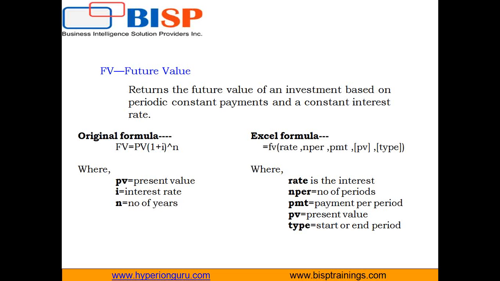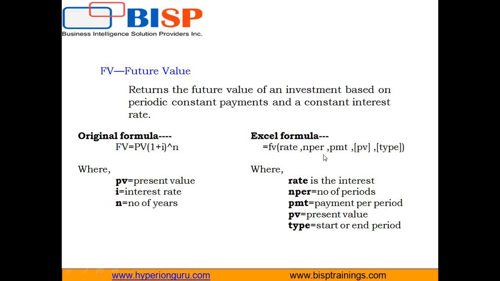So the first function is the FV function, which stands for future value. Future value is one of the most important concepts in finance. This function calculates the future value of an investment with periodic constant payments and a constant interest rate. It is originally calculated as PV(1 + I)^n, where PV is the present value, I is the interest rate, and n is the number of years.